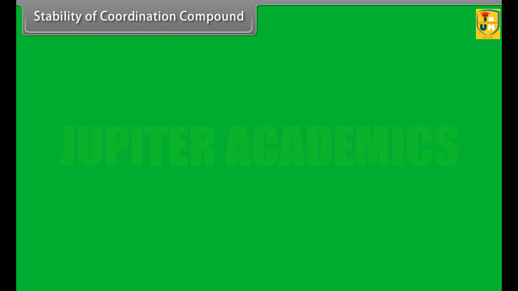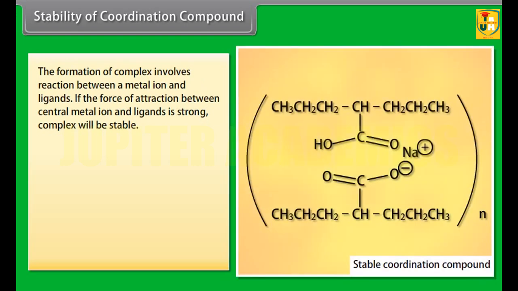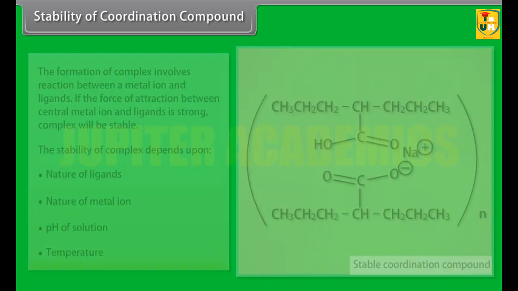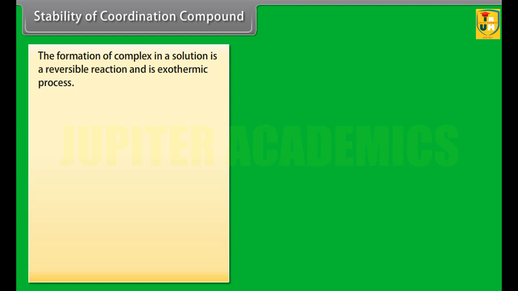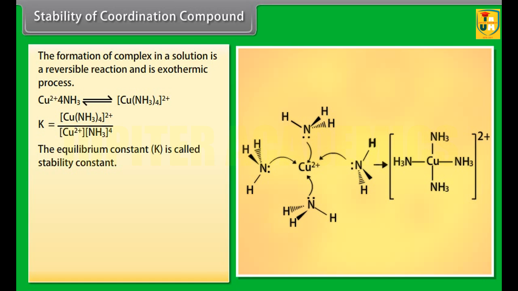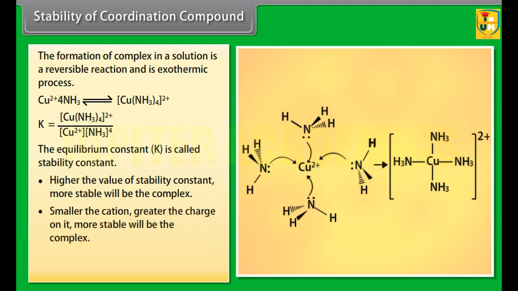Stability of coordination compounds. The formation of a complex involves reaction between a metal ion and ligands. If the force of attraction between the central metal ion and ligands is strong, the complex will be stable. The stability of a complex depends upon the nature of ligands, nature of metal ion, pH of solution, and temperature. The formation of a complex in solution is a reversible reaction and is an exothermic process. The equilibrium constant K is called the stability constant. The higher the value of the stability constant, the more stable the complex. The smaller the cation and the greater the charge on it, the more stable the complex. The stronger the ligand, the more stable the complex.